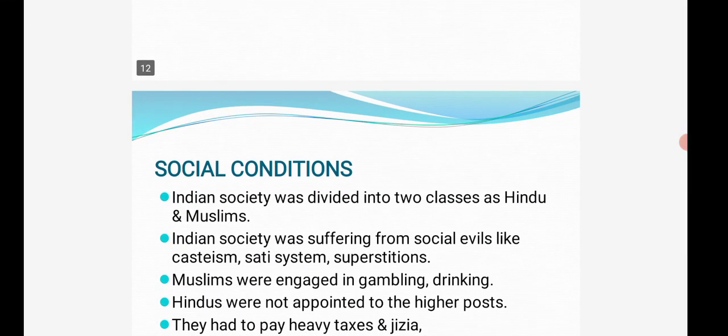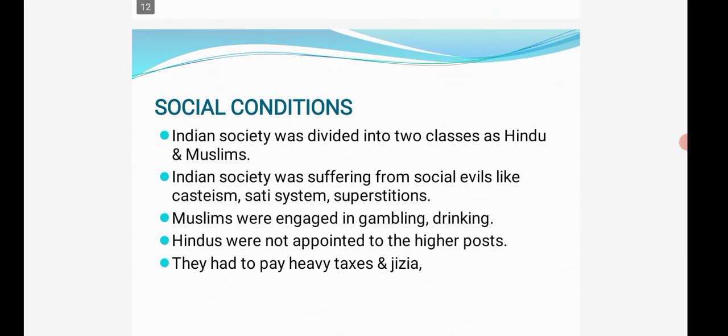Now let us throw light on the social condition. Indian society was divided into two classes, Hindus and Muslims. Indian society was suffering from social evils like casteism, the sati system, and superstitious beliefs. Muslims were engaged in gambling and drinking. They also practiced the parda system. Polygamy was there. Hindus were not appointed to the higher posts. They had to pay heavy taxes and jizya, a tax imposed on non-Muslims.